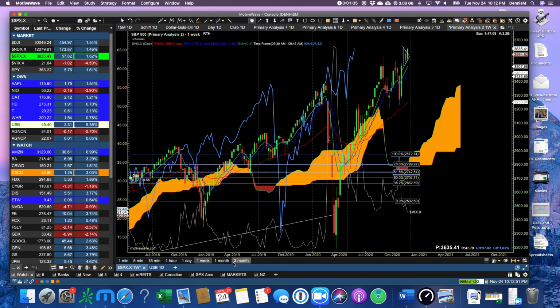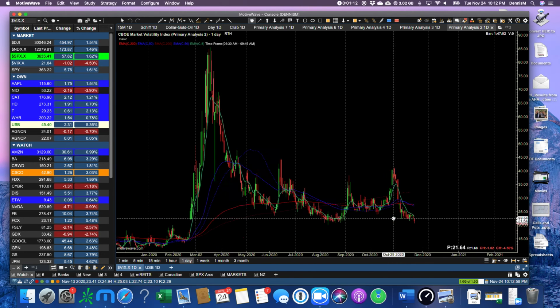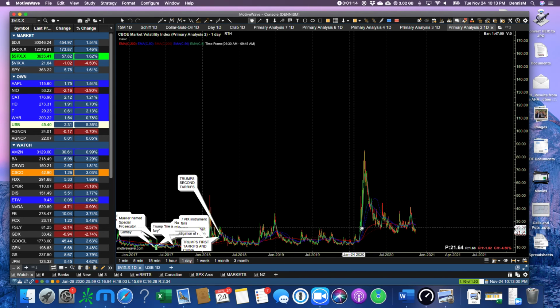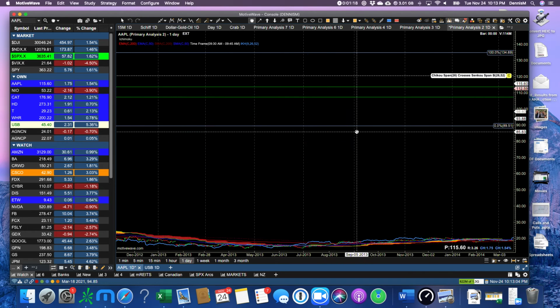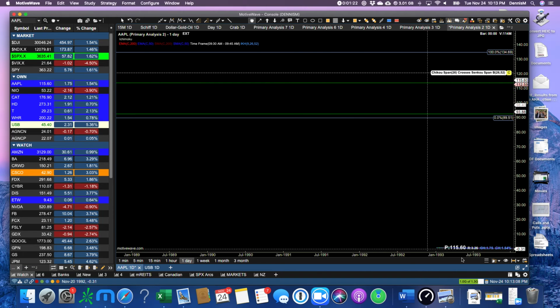Nothing says that we aren't going any higher. The volatility index sinks down to that low area. Apple up $1.75. Whoops. That's not what we wanted.